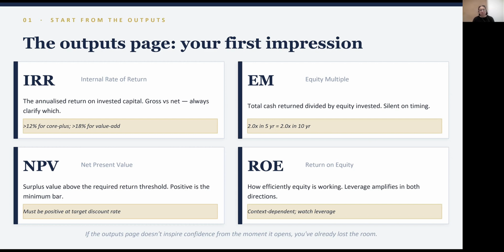Equity multiple. The equity multiple is the idea that if you buy for 100 and sell for 200, you double your money. So your equity multiple is 2.